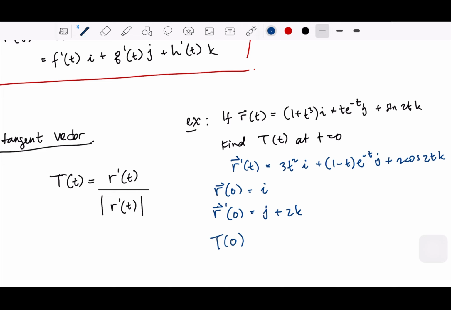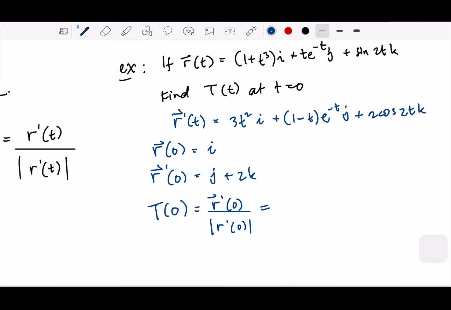Now T at 0 becomes j plus 2k divided by the square root of 1 plus 4. So we will have 1 over square root 5 j, sorry, plus 2 over square root 5 k.